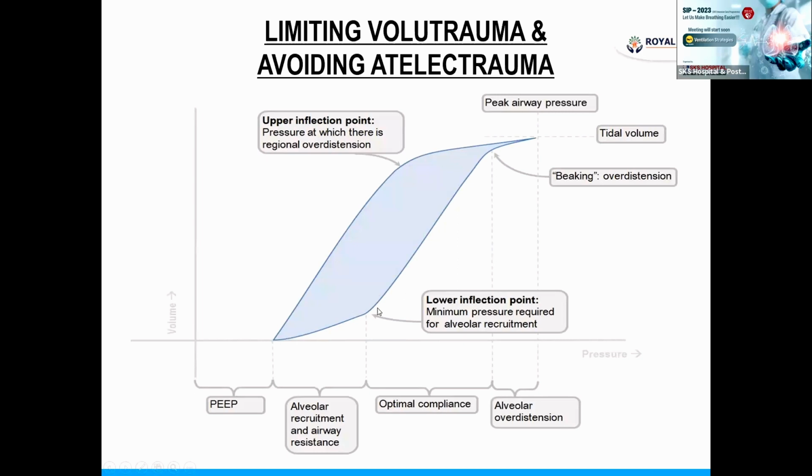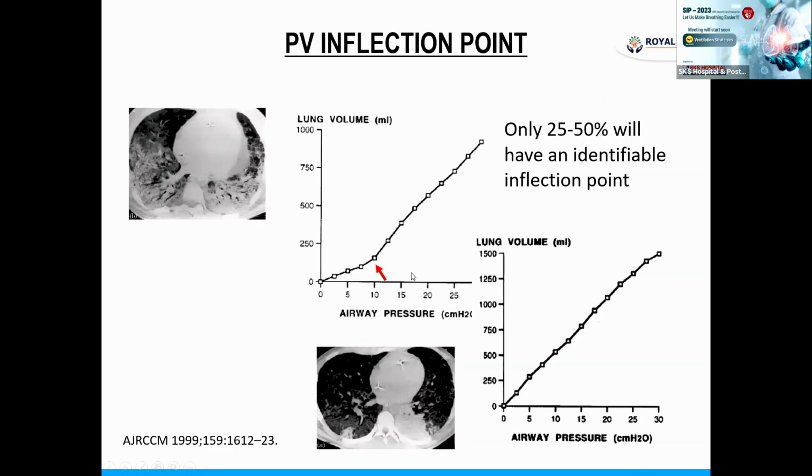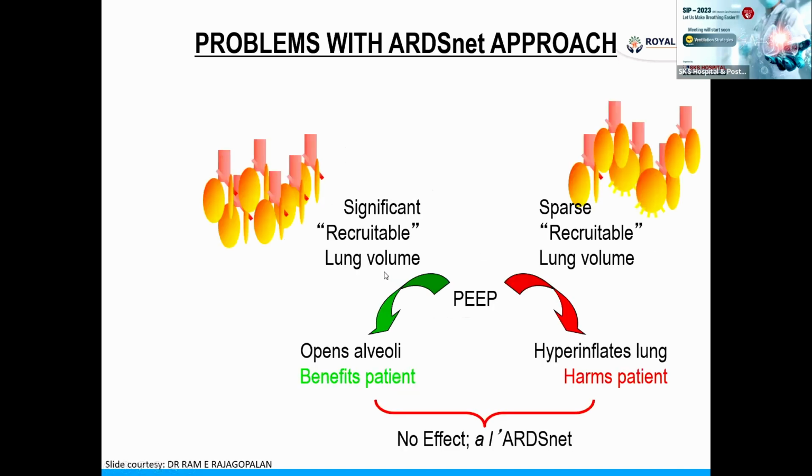So the next thing that you will ask me is whether you can identify this lower inflection point. Definitely, it is going to be difficult. There are a lot of studies done which were correlated with the CT scans, and it was found that once the lower inflection point is crossed, the amount of lung that is opened up is going to be more. But still, in certain ventilators, they can give quasi-static loops, but not in all the patients. Only 25 to 50% will have an identifiable inflection point. So this is only a theoretical concept of identifying a lower inflection point and keeping the PEEP above.